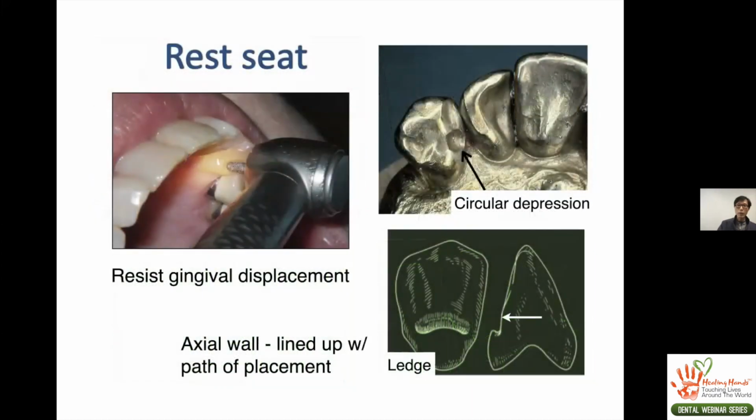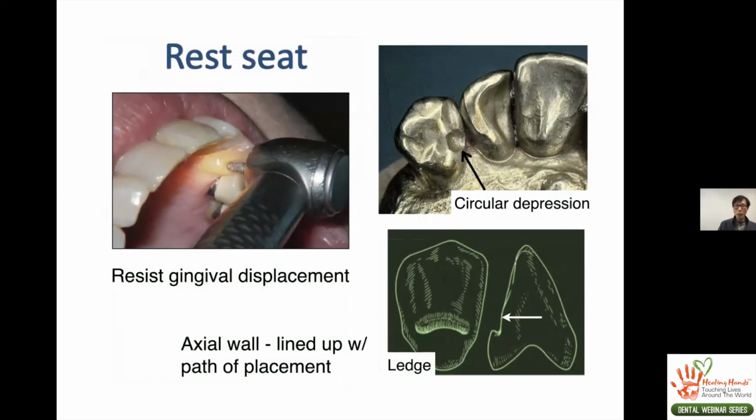And then the next step would be creating rest seat. The rest seat must be positive, and that means the inner aspect must be lower than at the marginal ridge, so that the force goes in axial direction. But sometimes it will be very difficult to develop a positive rest seat, especially if you are creating a rest seat on the mesial of a mandibular first premolar because of the occlusal morphology.